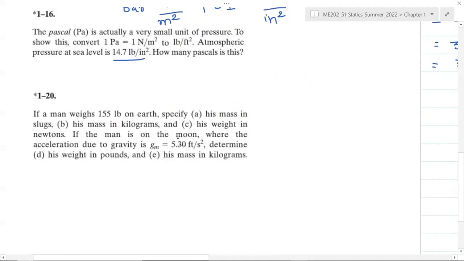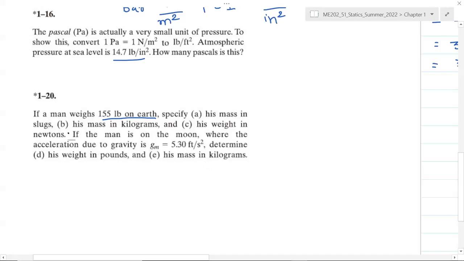Last problem, problem 1.20. So let's focus on this problem. If a man weighs 155 pounds on the earth, specify his mass in slug, his mass in kilogram, and his weight in newtons. If the man is on the moon, where the acceleration due to gravity is 5.30 feet per second square, determine his weight in pounds and his mass in kilogram.